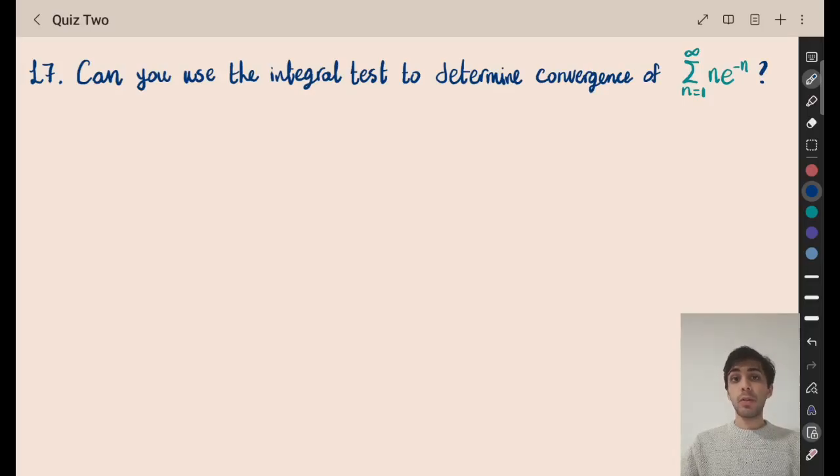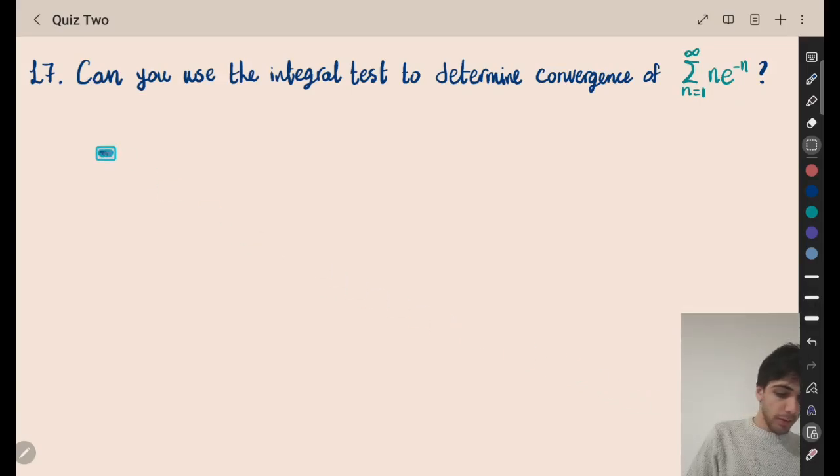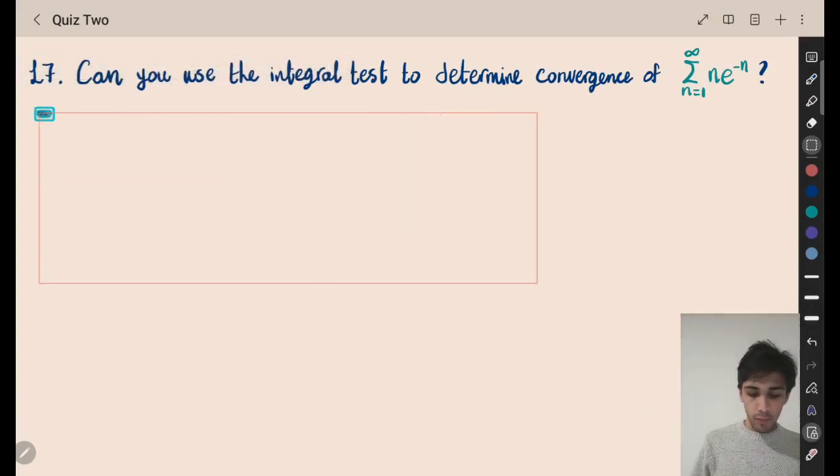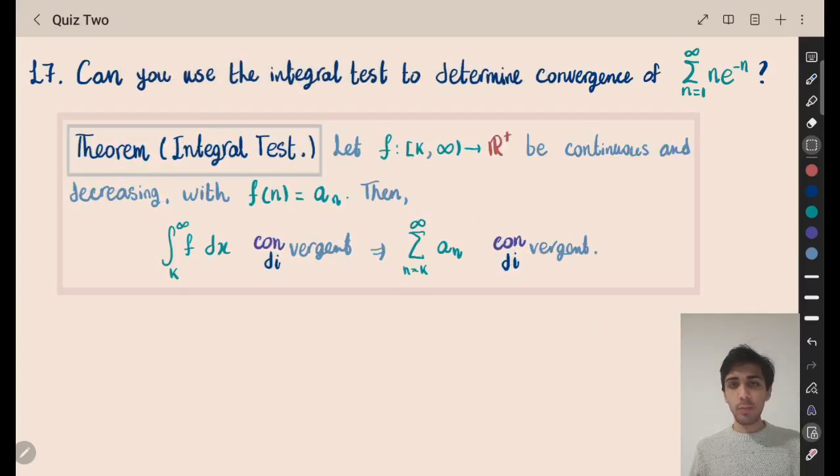Can you use the integral test to determine the convergence of this series? Well, you can try. We can try. Let's take a look at this. What does the integral test tell us? The integral test theorem tells us.